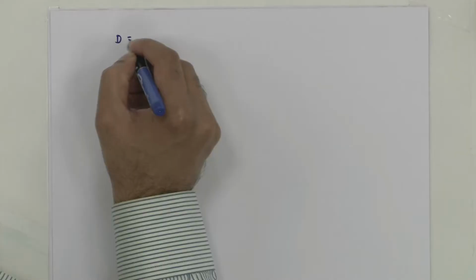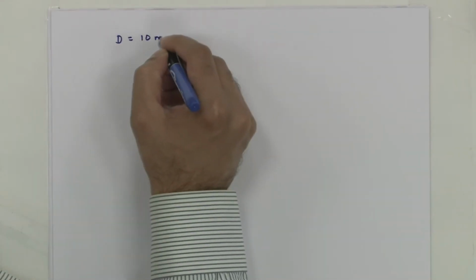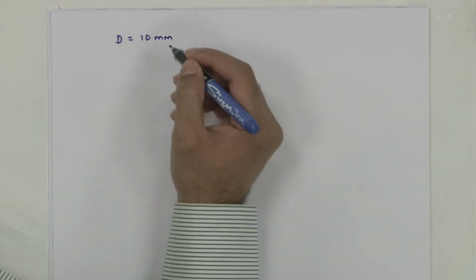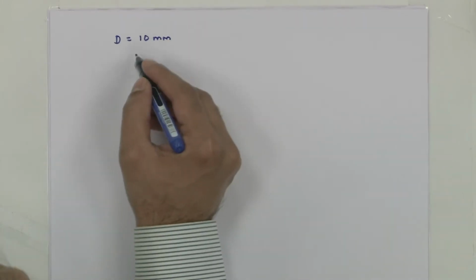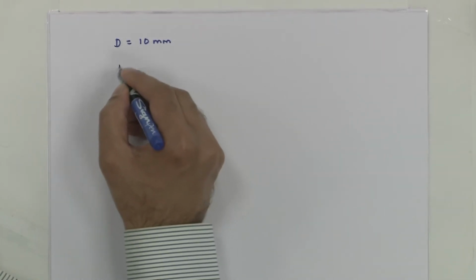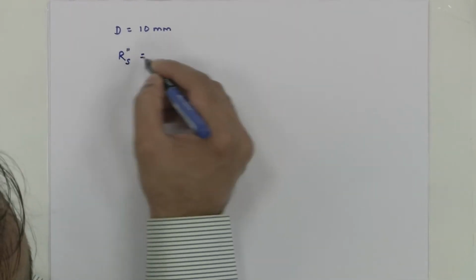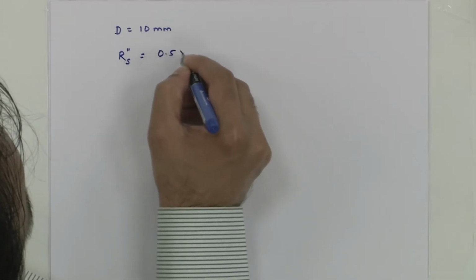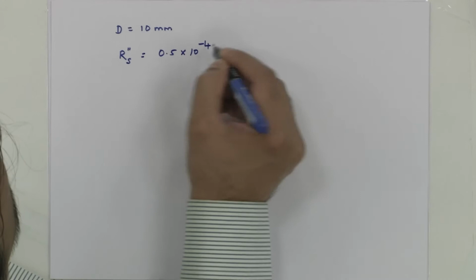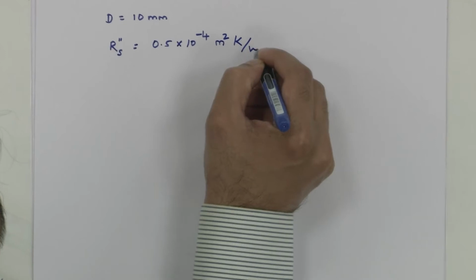This electronics component is of diameter d, of some certain dimension, 10 mm, and it is epoxied, and the epoxy joint thermal resistance is a specific resistance given by 0.5 times 10 to the power minus 4, and please note the units, which is meter square Kelvin per watt.